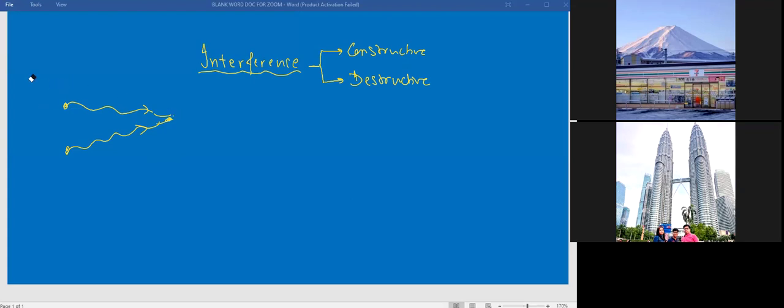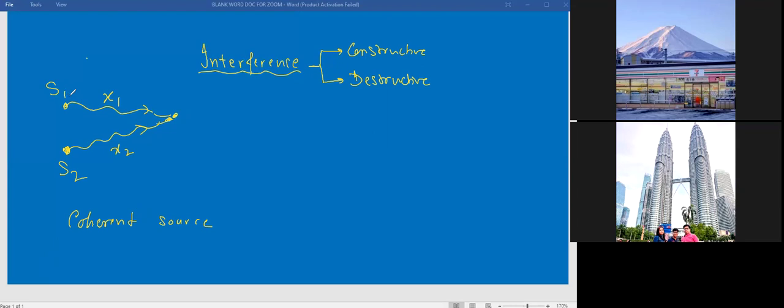S1 and S2. So let's say there are two sources of wave, S1 and S2. And these two sources are coherent sources. Coherent sources means basically they should have the same frequency. So they are emitting waves of the same frequency and they are hitting a particle which is at a distance of x1 from the first source and x2 from the second source.